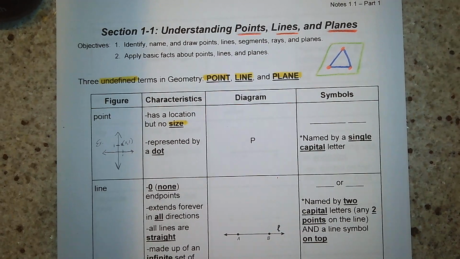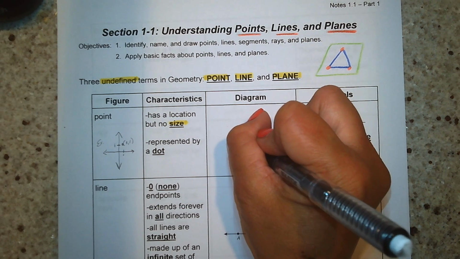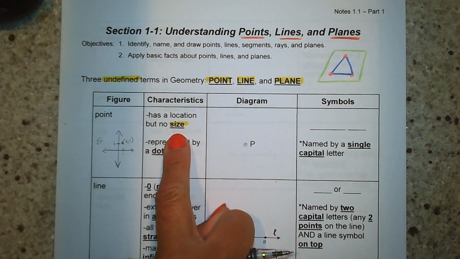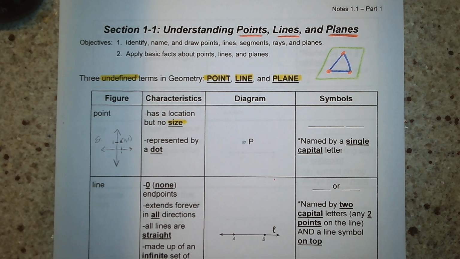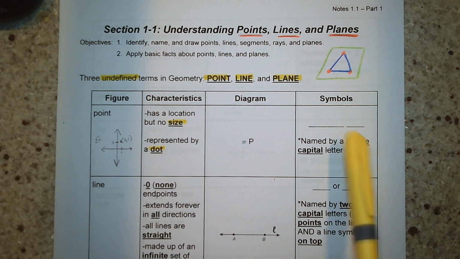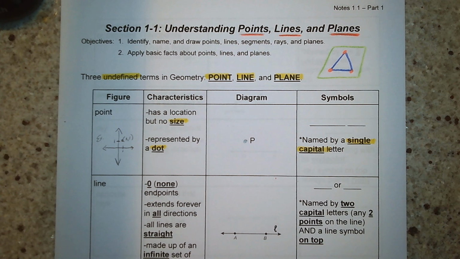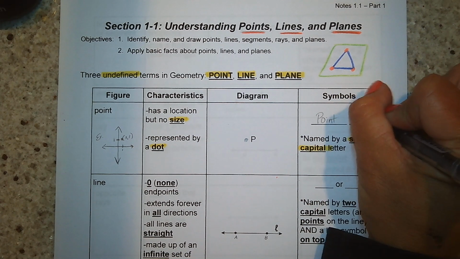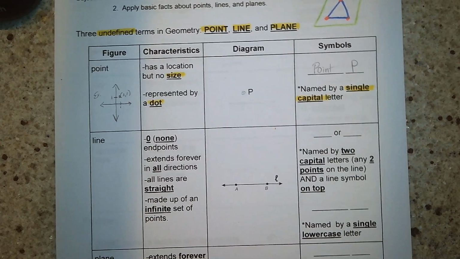We're just going to look at them in a little bit of a different way in geometry here. So for a picture, it would maybe look something like this. There's no specific size to this, okay? There's no specific size that we need. It's usually just represented by a dot. Now, how do we name it? Okay, they are named by a single capital letter. So right here, we have point P.